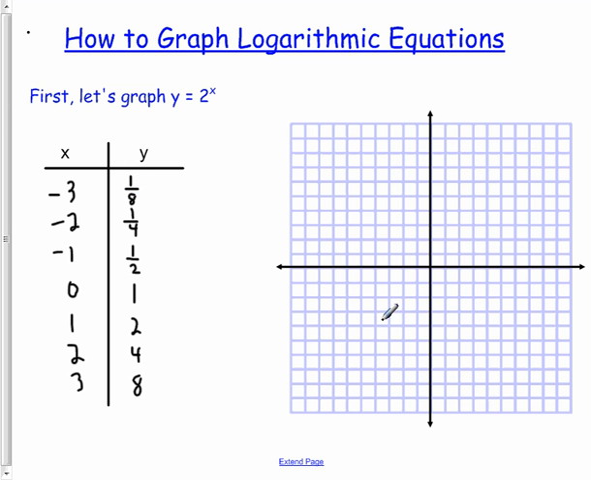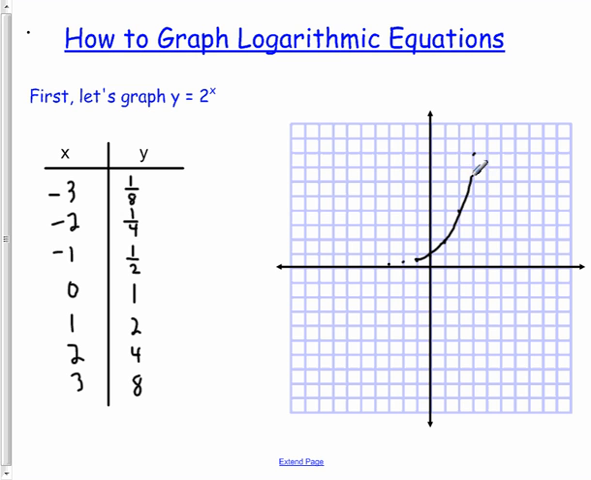Okay, so we'll graph these. -3, 1/8 is like somewhere here. -2, 1/4 is somewhere here. -1, 1/2. 0, 1. 1, 2. 2, 4, and 3, 8. So it's going to be something like this.